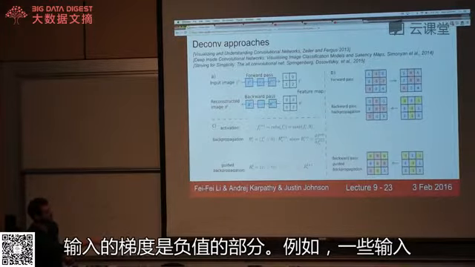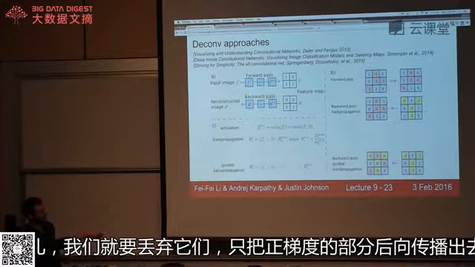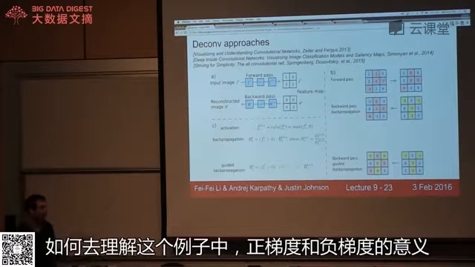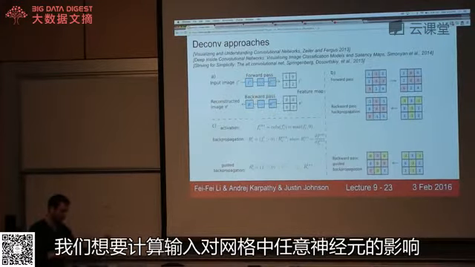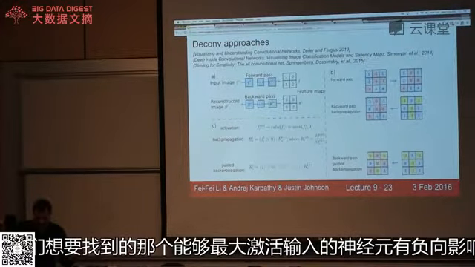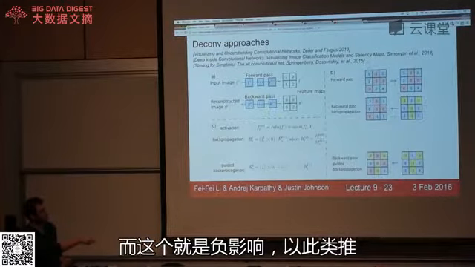So for example, some of these gradients that ended up passing through this ReLU layer in the backward pass were like -2 or -1 or -1 here. We're actually going to kill those. We only backprop the positive gradients. So think about the interpretation of what it means to have a positive or negative gradient in this case. We're trying to compute the influence from the input on some arbitrary neuron in the ConvNet. And what a negative gradient is saying is that this ReLU neuron has a negative influence on the neuron that we're trying to find what activates it highly. And this piece here has a positive influence, and these guys have negative influence, and so on.